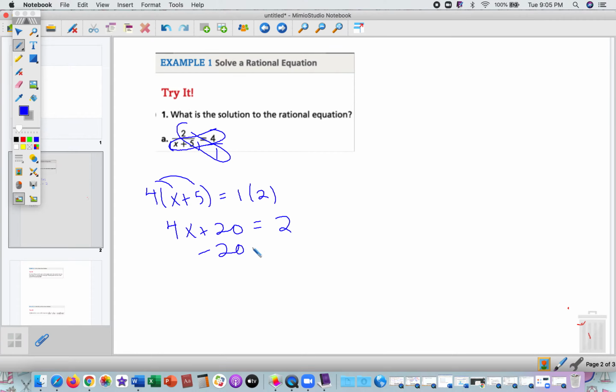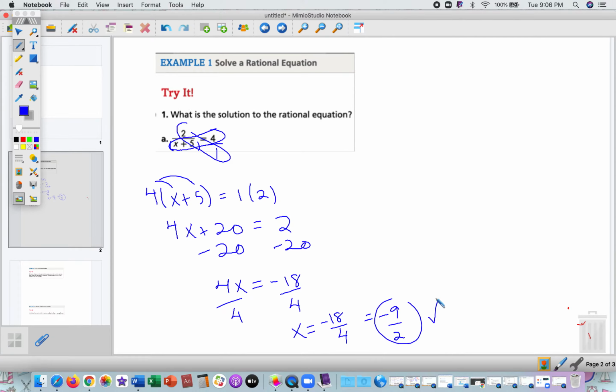We'll subtract 20 from both sides. 4x is equal to negative 18. We'll divide by 4. So we know x is negative 18 over 4, and that can be simplified to negative 9/2. We know that this value works.